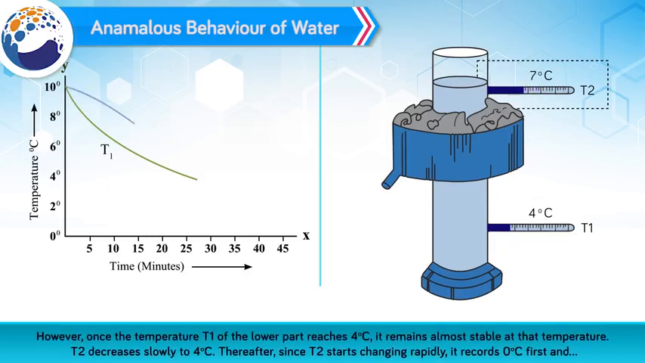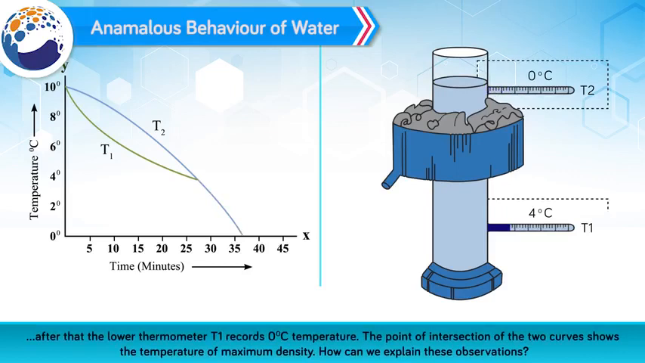However, once the temperature T1 of the lower part reaches 4 degrees Celsius, it remains almost stable at that temperature. T2 decreases slowly to 4 degrees Celsius. Thereafter, since T2 starts changing rapidly, it records 0 degrees Celsius first, and after that, the lower thermometer T1 records 0 degrees Celsius temperature. The point of intersection of the two curves shows the temperature of maximum density.